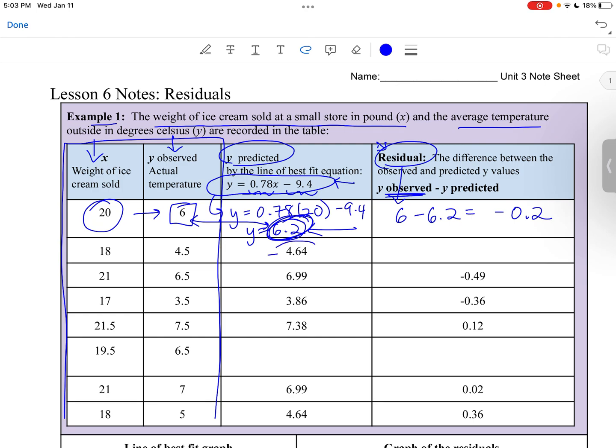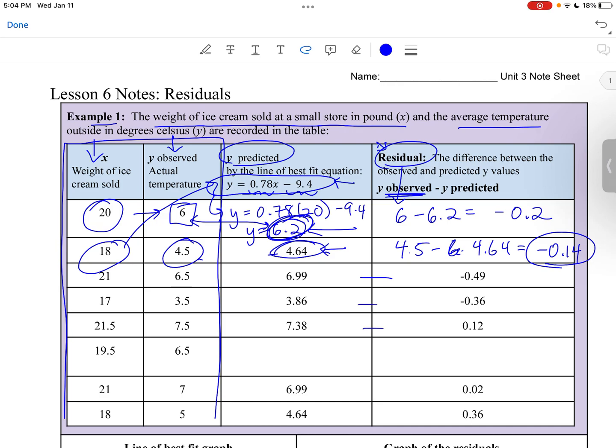So then we come down here. This is actually already calculated for you. The x value is plugged into that equation, and here is the predicted y value. The actual y value is 4.5, so we're going to say 4.5 minus 4.64, and we get negative 0.14. Another negative residual, so my actual value came in a little below what was predicted. These ones are done for us here.